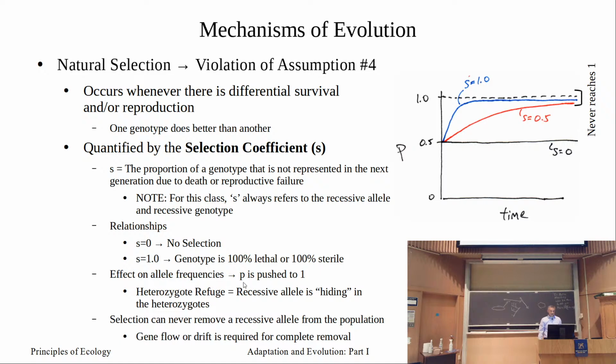And we have a term for that phenomenon, and it's called heterozygote refuge. It means that our recessive allele is hiding in the heterozygote, and what's it hiding from? It's hiding from the forces of selection. So if we want to try to remove this trait, selection can't do it all by itself. Selection will get us close, but then we need another mechanism of evolution to get us all the way.